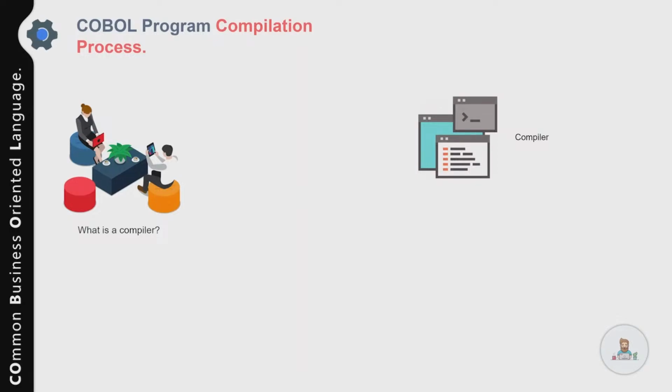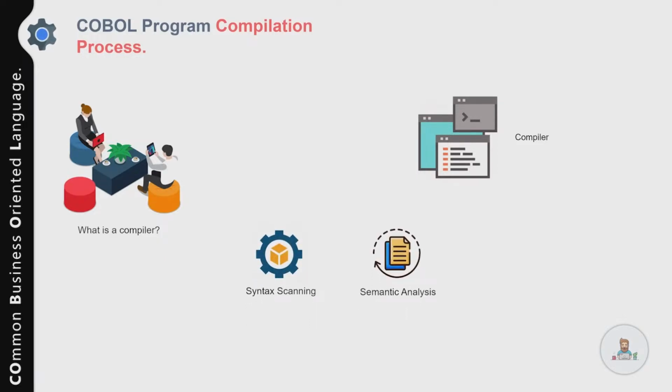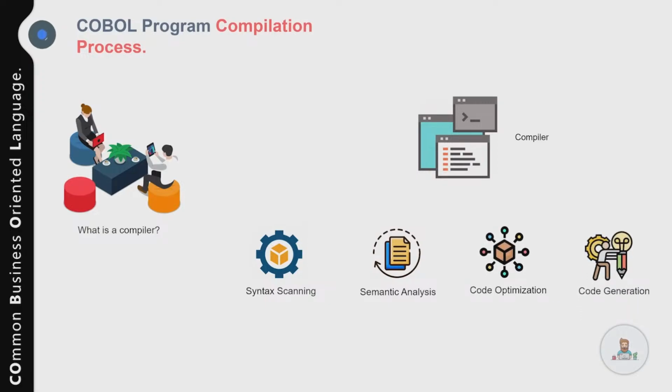Now the entire compilation process is divided into four different stages. The first stage is syntax scanning, second stage is semantic analysis, third stage is code optimization, and the last stage is code generation. So if you want to execute a COBOL program on mainframe or non-mainframe platform, then it has to be compiled with the help of a proper COBOL compiler.